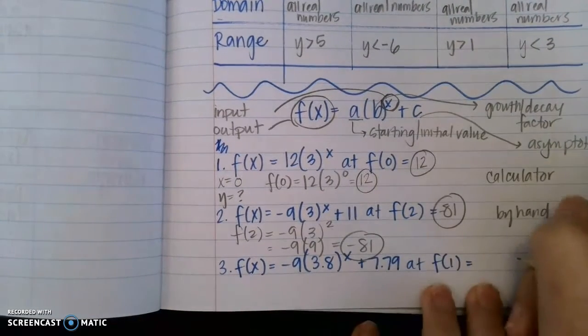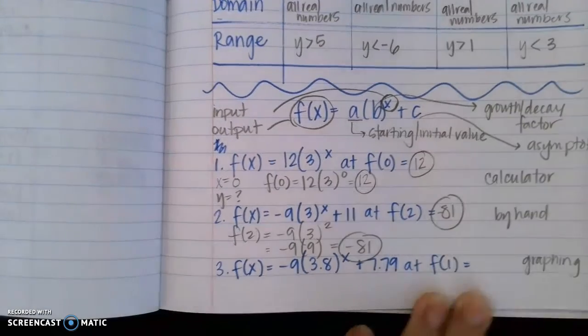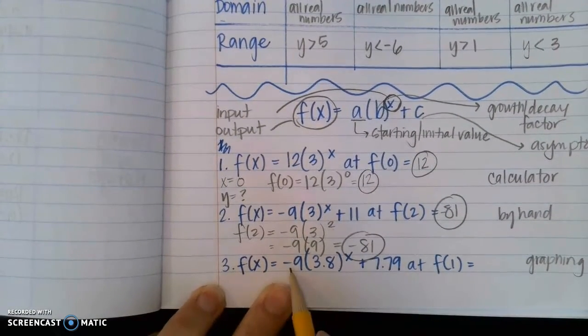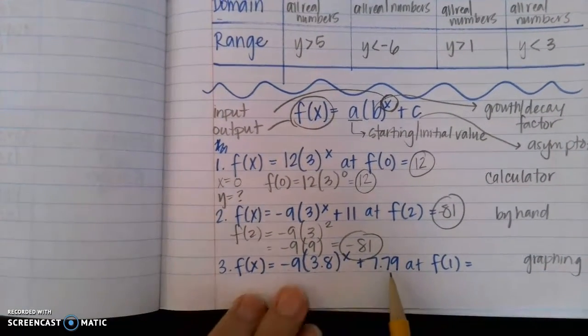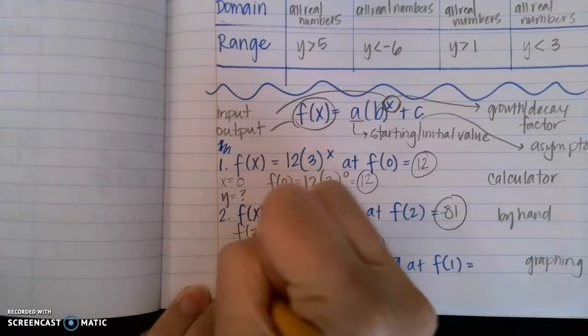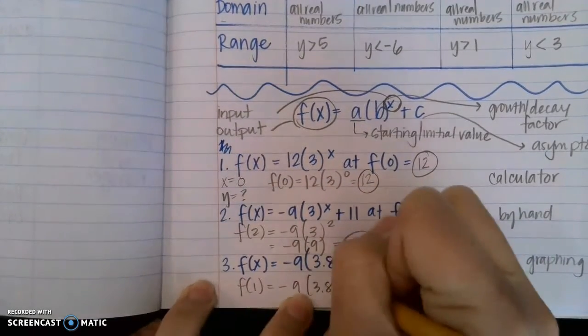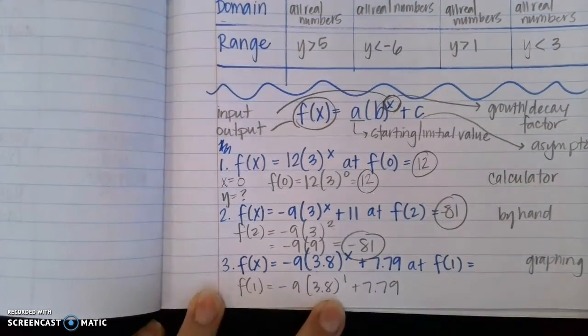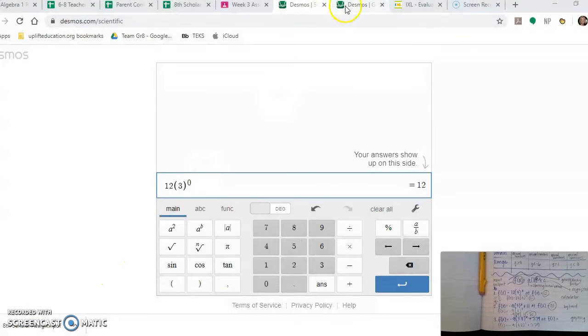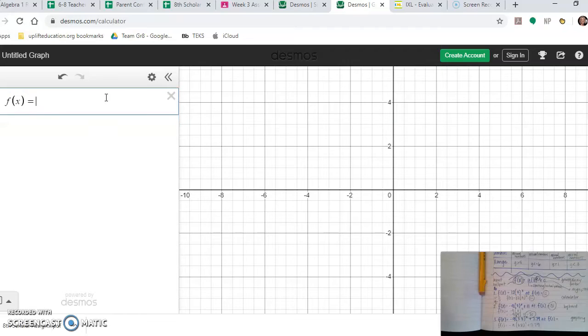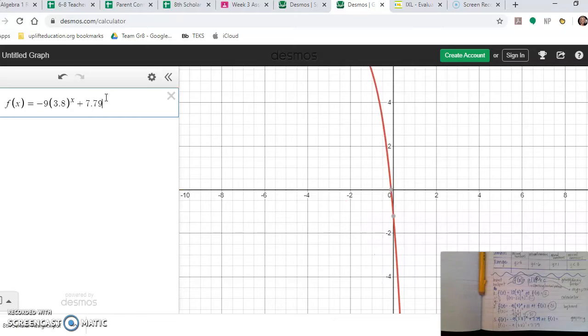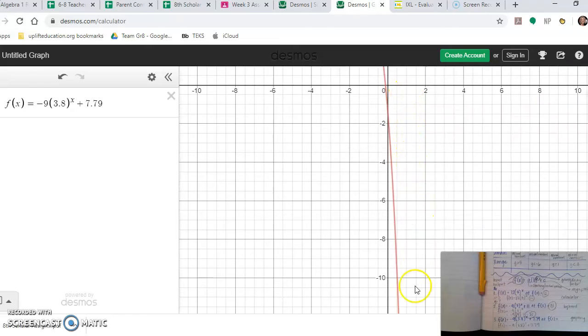And the third way that you can do is by graphing. And so let's do this one by graphing. This is a spicy level problem according to the iExcel. So we have f of x equals negative 9 times 3.8 to the x plus 7.79 at f of 1. So we're plugging in 1 for x at f of 1, negative 9, 3.8 to the first power plus 7.79. Okay, so the other way that we can do this is by graphing. So I've also included the Desmos link for you guys to graph, and you can do f of x equals, put in your original equation, negative 9, 3.8 to the x plus 7.79. And our x value is 1 according to our equation. So we're looking at when x is 1, what is our y value?